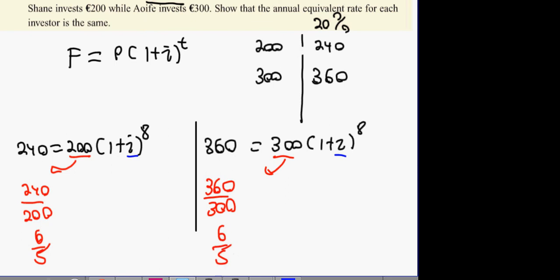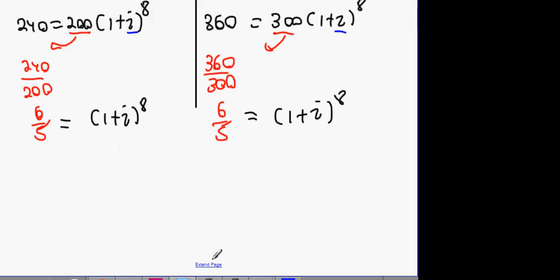So at this point, you can now see that both questions are identical. You can actually see it's the same question now. So that is why they both have the same answer. Both questions are identical, so if I've solved one of the questions, I've solved both. So what does this mean here? This means this number is multiplied by itself 8 times, and then it turns into 6 over 5.